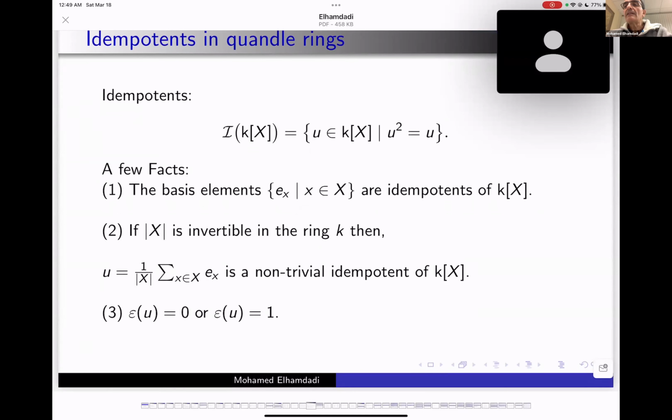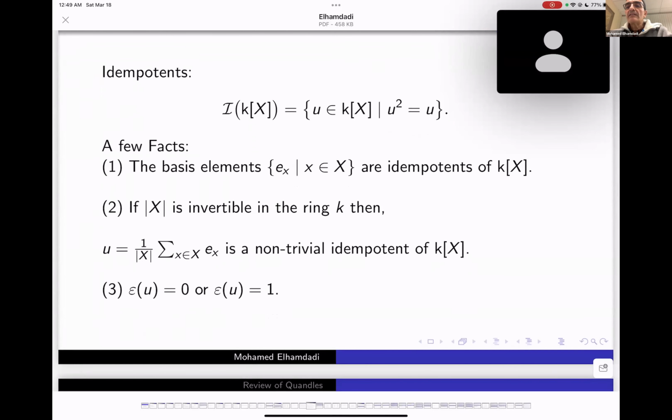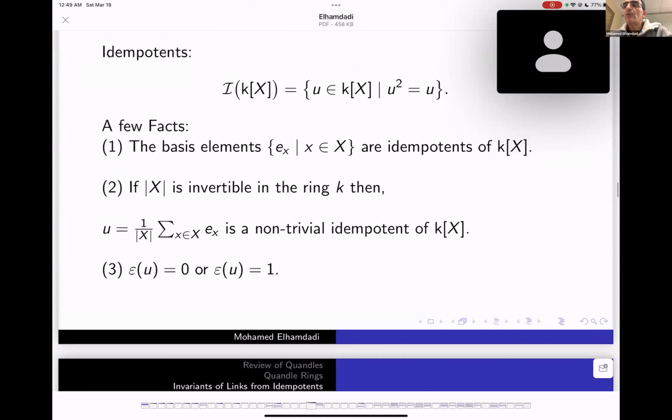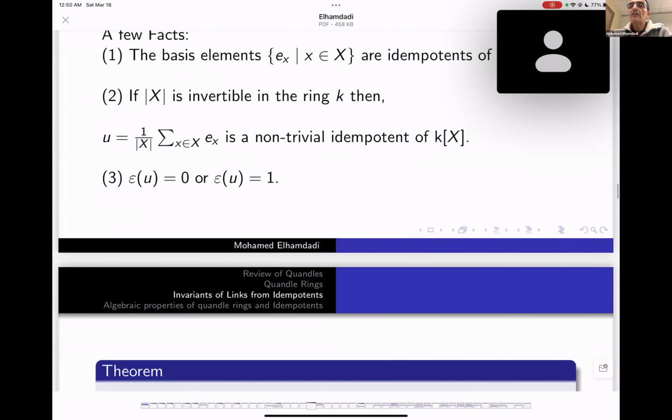Now, we are interested in the non-trivial idempotents. We say an idempotent is trivial if it's of the form E sub X, and we're looking for non-trivial idempotents. If the cardinality of X is invertible in the ring, then one can easily see that 1 over the cardinality of X, times the sum of E sub X for all elements of X, is a non-trivial idempotent of the quandle ring. Now, because of the augmentation map, since U squared equals U, obviously the augmentation of U is either 0 or 1. We will mention a conjecture later.